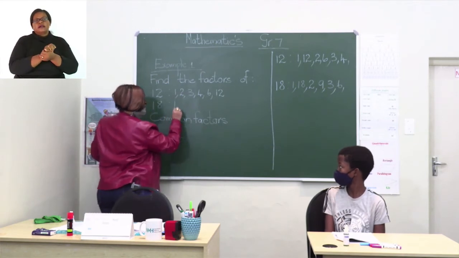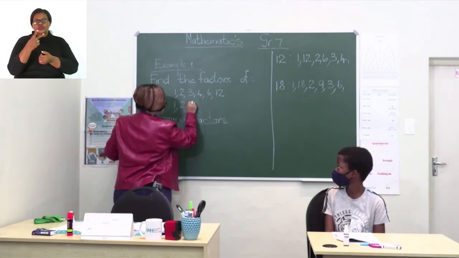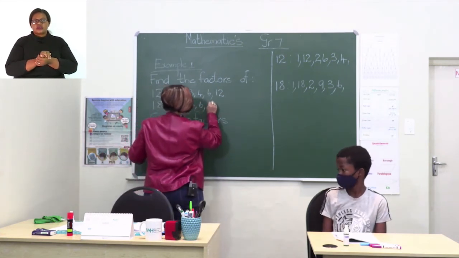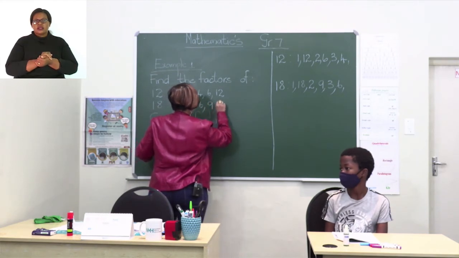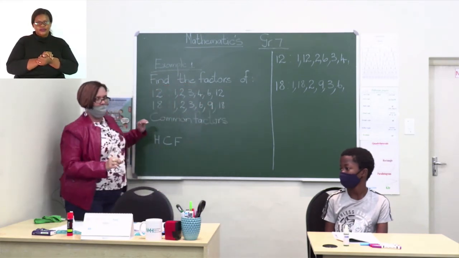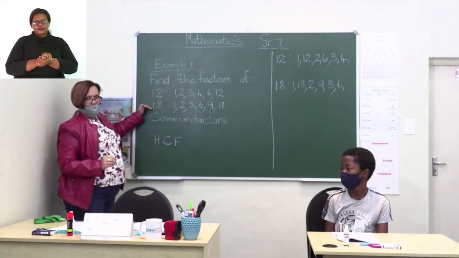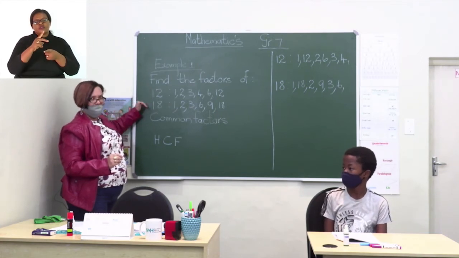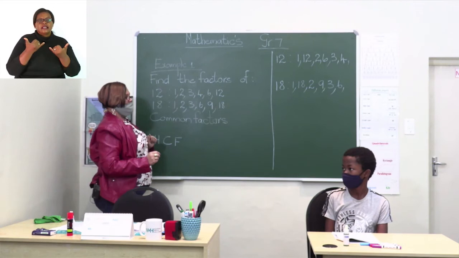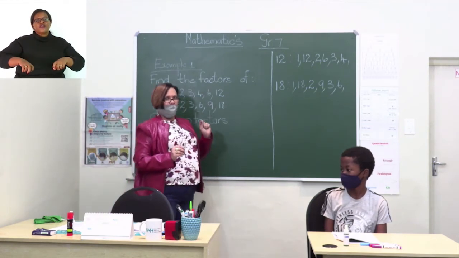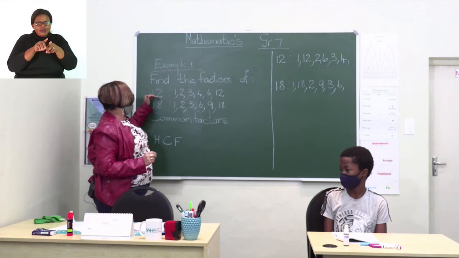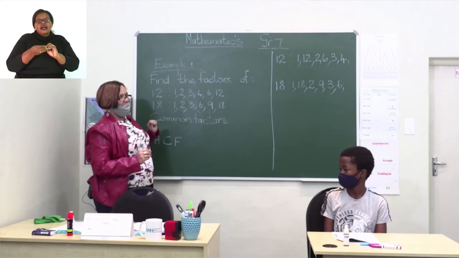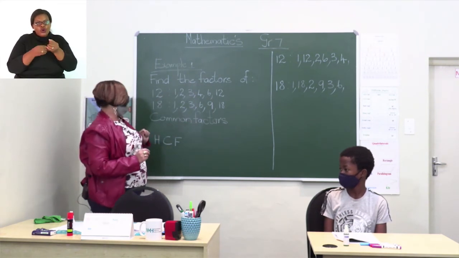So we have 1, 2, 3, 6, 9, and 18. So on the board, we will find the factors of 12 and the factors of 18. Now we need to find the common factors. Common meaning the numbers or the factors that we can find in both of these sets.